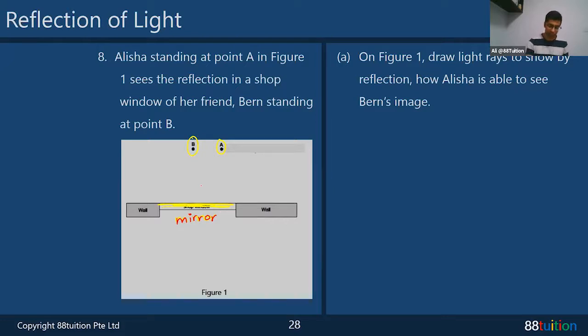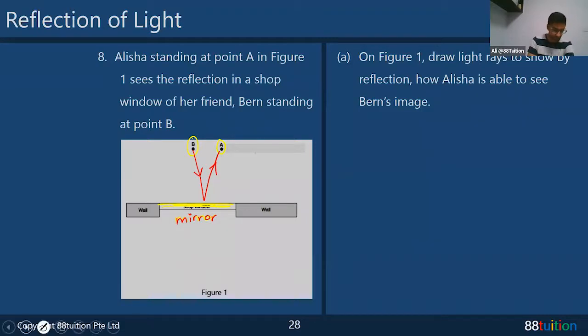So they are going to see reflections of each other. You're going to have a reflection, something like that. I need you to draw. On figure 1, draw rays to show by reflection how Alicia is able to see Bern's image. You're supposed to do something like that, and then you draw arrows. Alicia is able to see Bern's image.